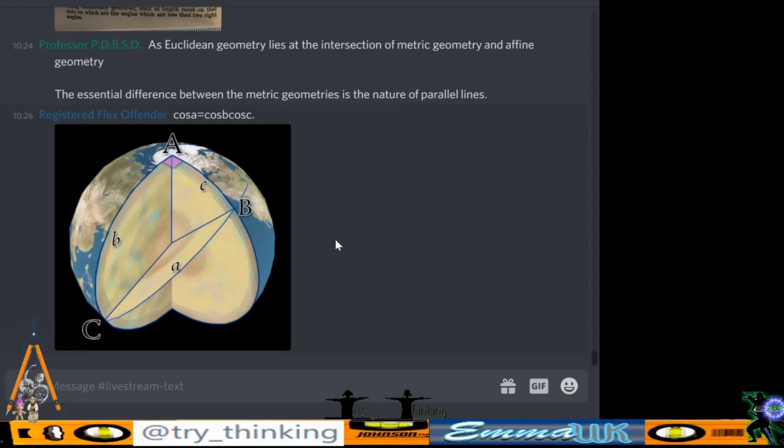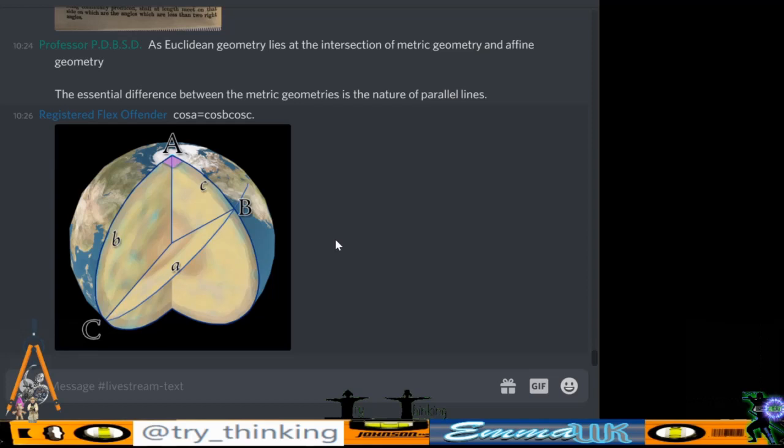Why did you give us cos A equals cos B times cos C? What's that about? You can't even measure an angle. That's about finding the angles. So we want to use the angles to prove Pythagorean theorem, right? These are straight lines on a curved surface. No. The Pythagorean theorem is A squared plus B squared equals C squared. But it can also be expressed as the cosine of the angle at A is equal to the cosine of the angle at B times the cosine of the angle at C. That you should know if you're a geometer.